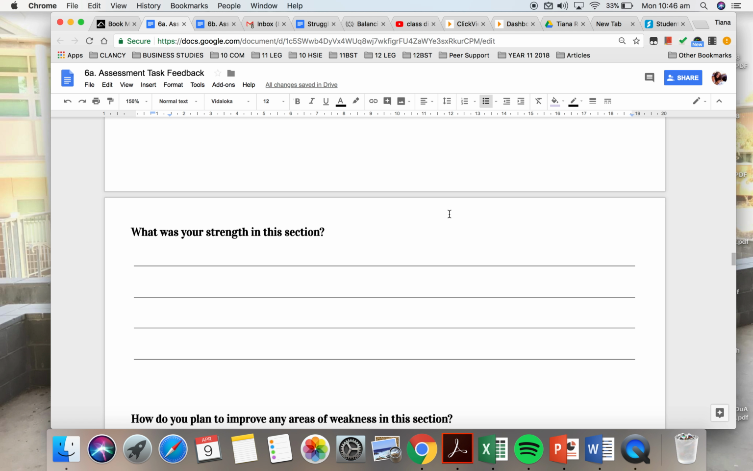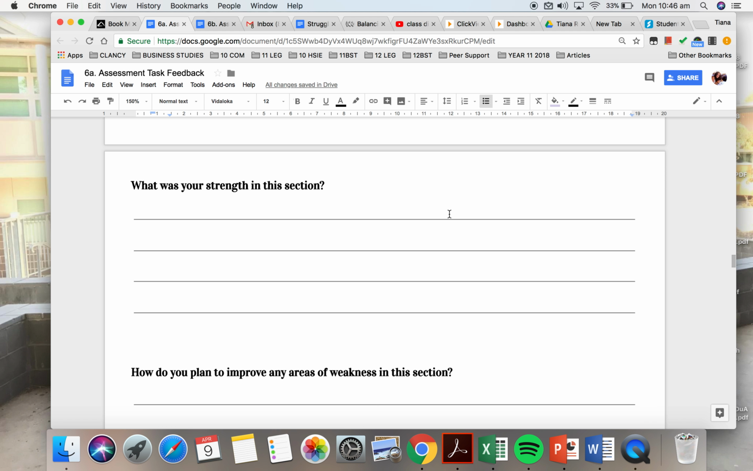So I want you to now read this section of your response. If you did the core, I want you to write in what your strength was in this section. So delete the lines and type in what your strength was. Go to where you wrote the explanation of why the law changed, reread it, and choose your strengths.